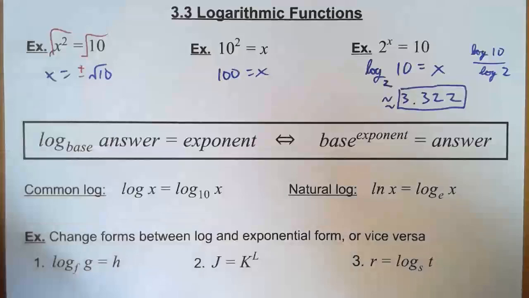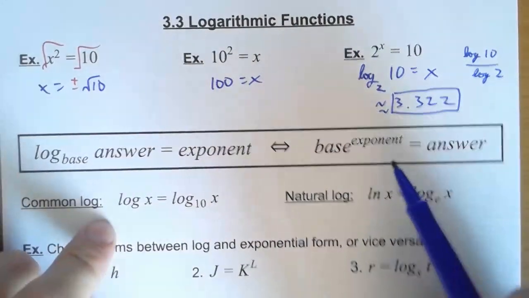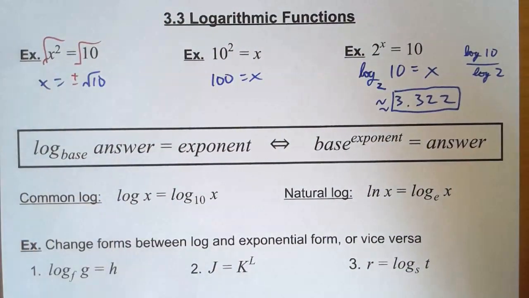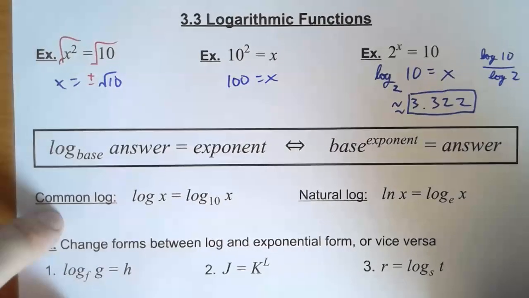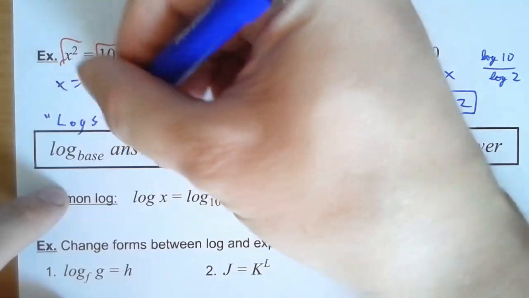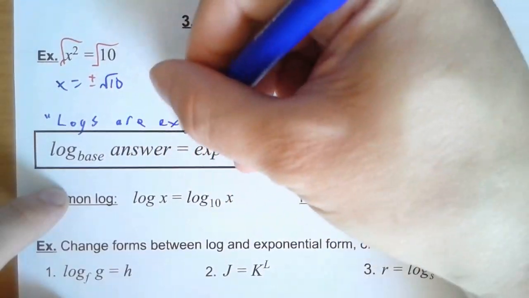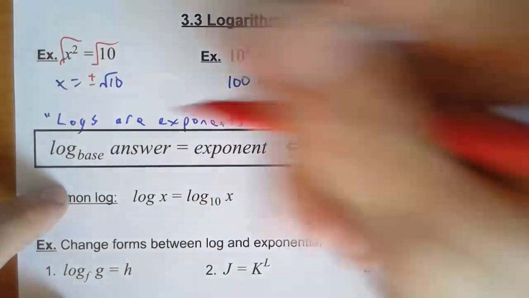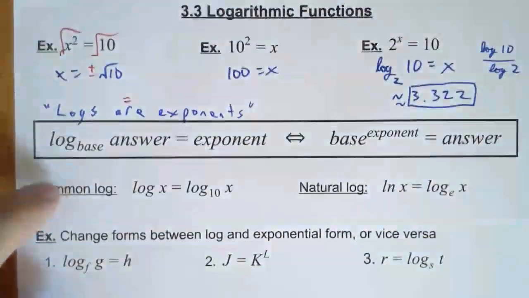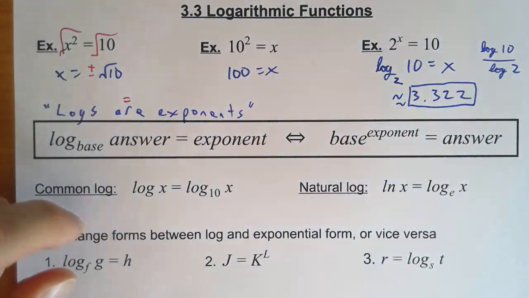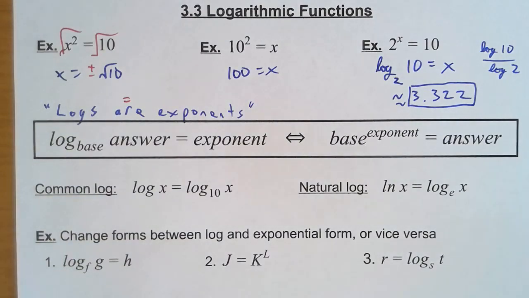So it is very important to know how to switch back and forth between exponential form and log form. So the biggest thing, though, is just to remember what I just said, that logs are exponents. Okay? Logs are exponents. That's why we came up with logarithms, was to find exponents. So the log will always equal the exponent. Okay, so if you remember that logs are exponents, the other thing you have to do is remember what the base is.